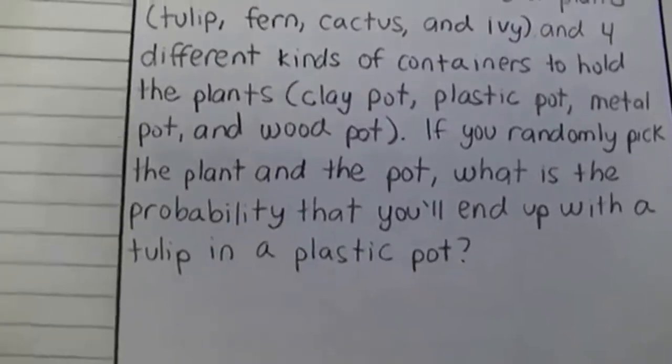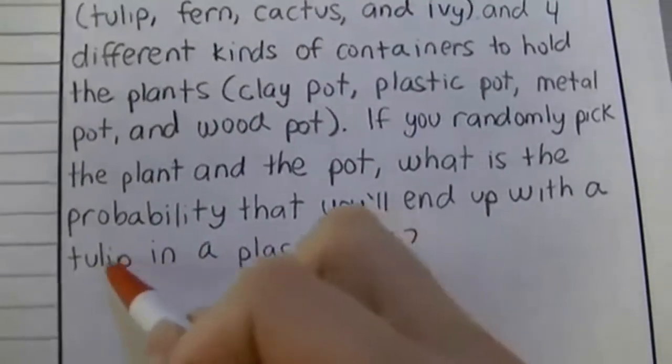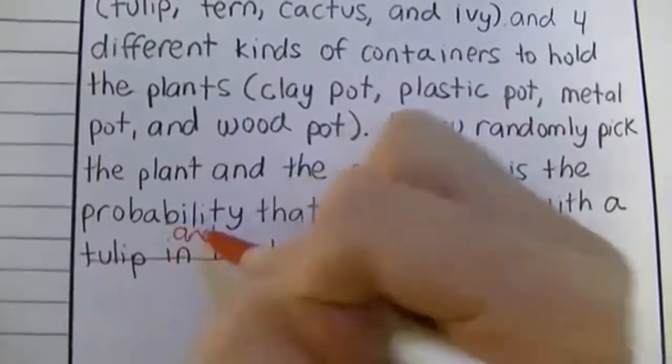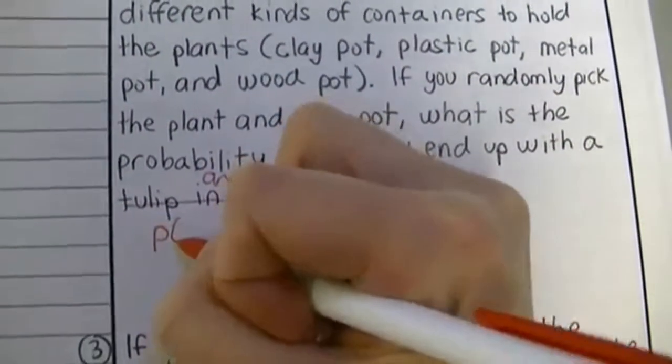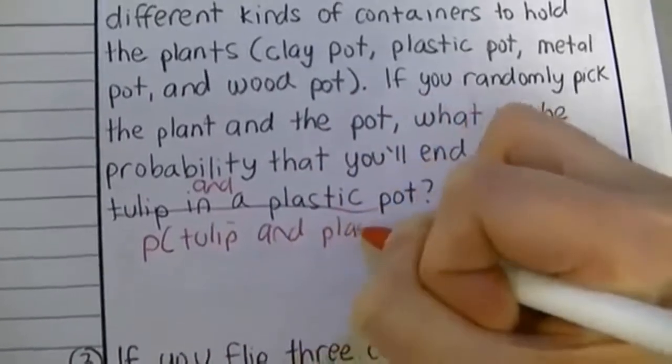Okay, this is one of those ones where you got to assume it means and. You want a tulip and a plastic pot. Okay, so this is an and problem. So we're looking for the probability of getting a tulip and a plastic pot.